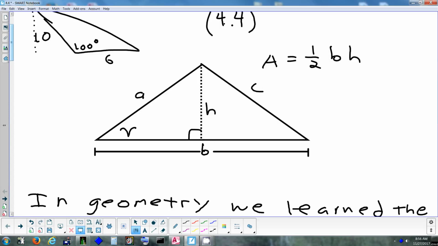I'll give you a hint. It's going to involve a trig function. Somehow it's going to involve a trig function. And now that I'm looking at it, I don't think you're going to need the C. Not for the way we're going to set it up. Okay, I want you to think about using just those three things.